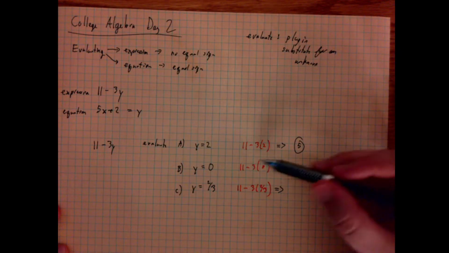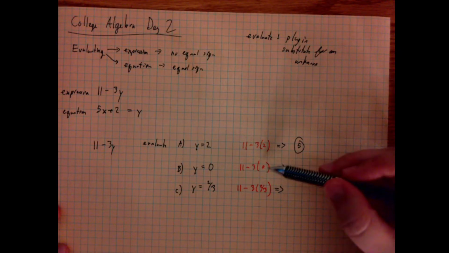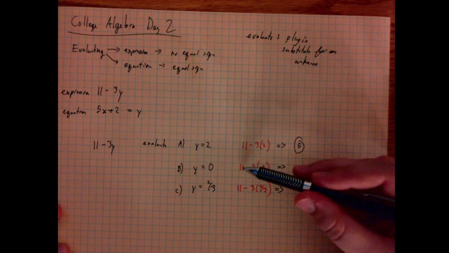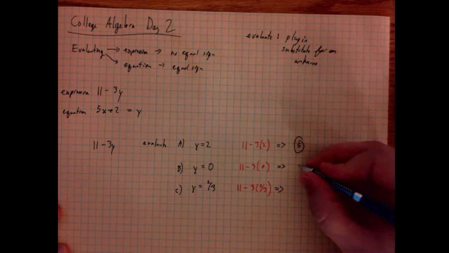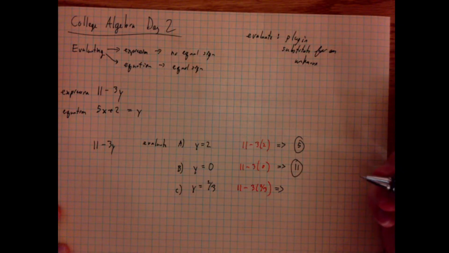11 minus 3 times 0. The 0 is in parentheses. I should do that first, but there's nothing to simplify, so 0 is simplified. So that means I have 11 minus 3 times 0. 3 times 0 would go next. 3 times 0 is 0. 11 minus 0 would go last, giving me 11.